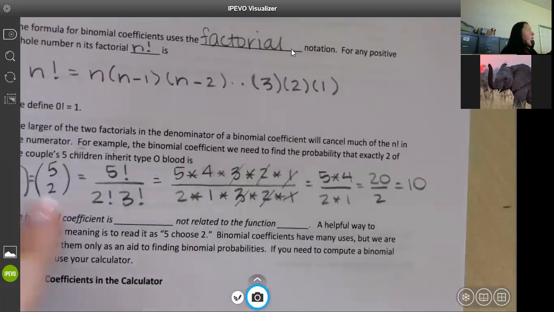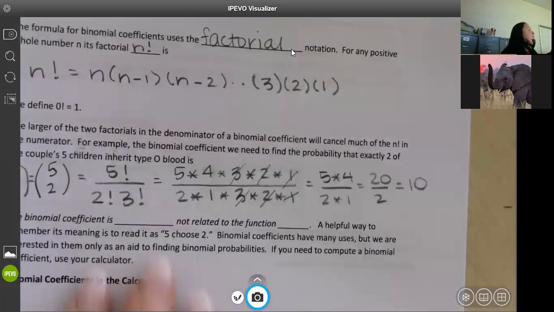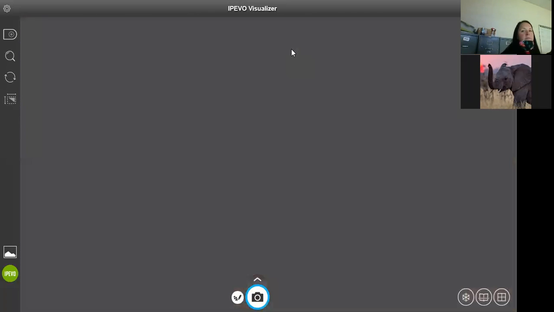This can be done in the calculator. I'm going to tell you in a minute how to do it in the calculator, so you don't even have to do factorials, but they want you to know where it comes from. Sorry, y'all.